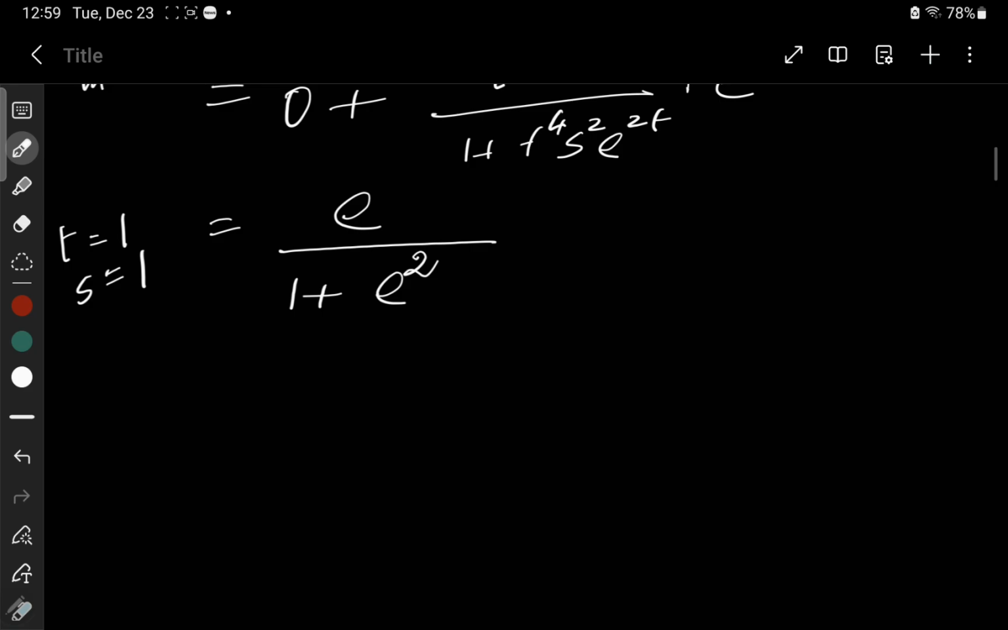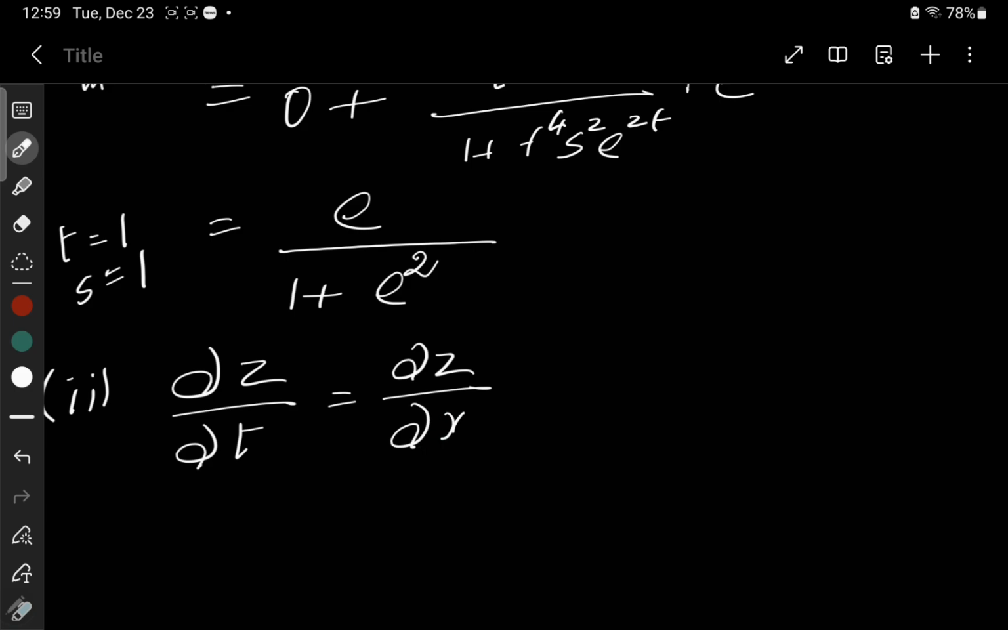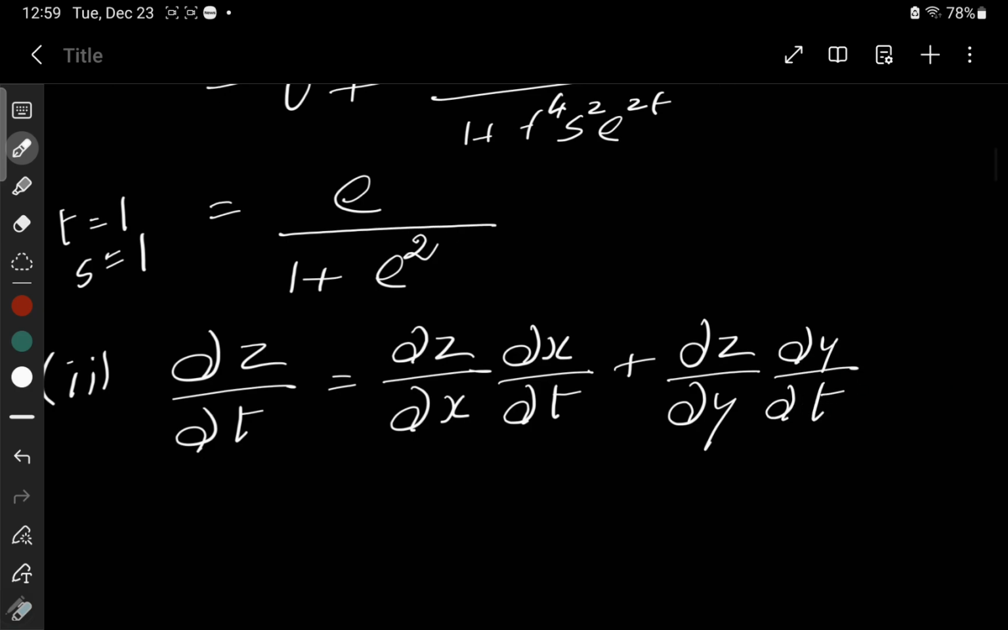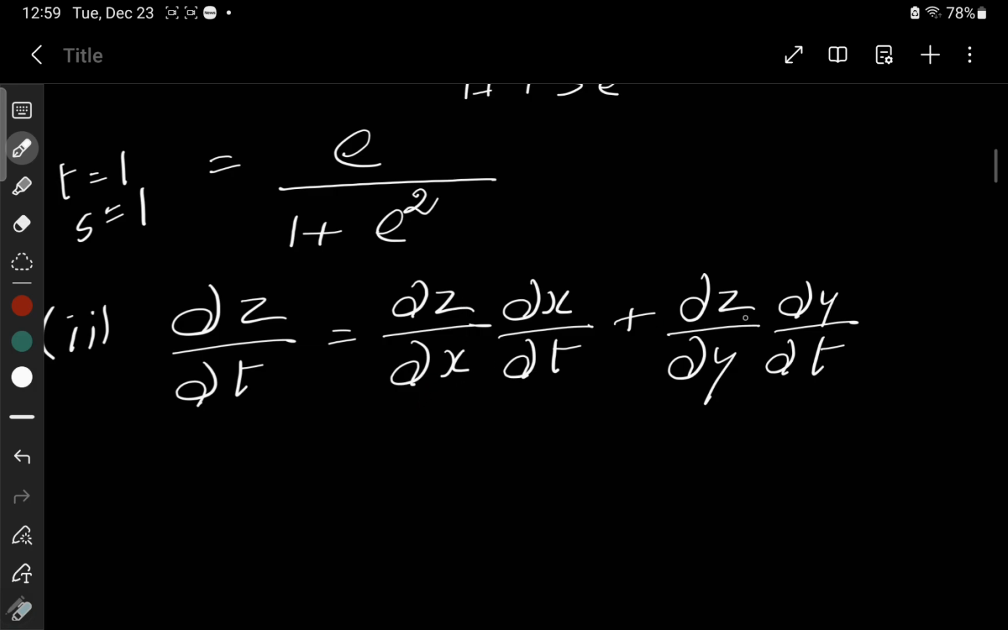This is the answer. See, in the second part, you find dou z by dou t. What is dou z by dou t? Dou z by dou x into dou x by dou t, differentiate x with respect to t, then dou z by dou y into dou y by dou t. See, already we got dou z by dou x and dou z by dou y. Just find dou x by dou t alone. X is t squared, so dou x by dou t is 2t.